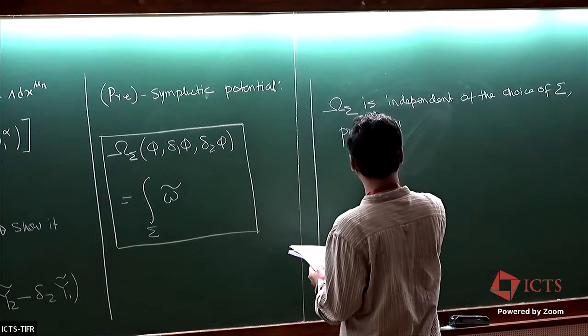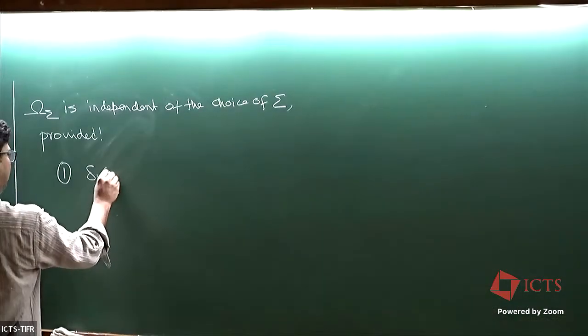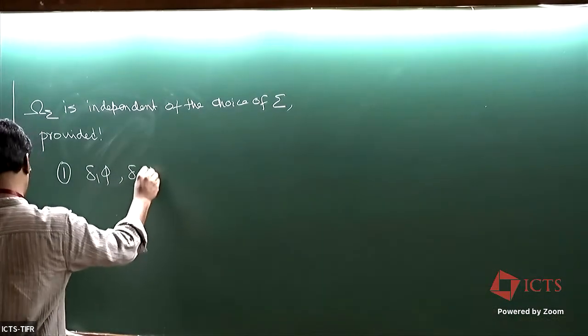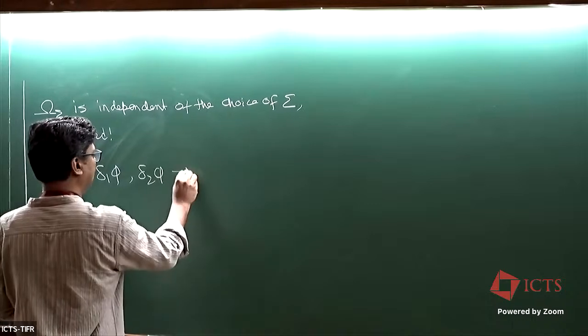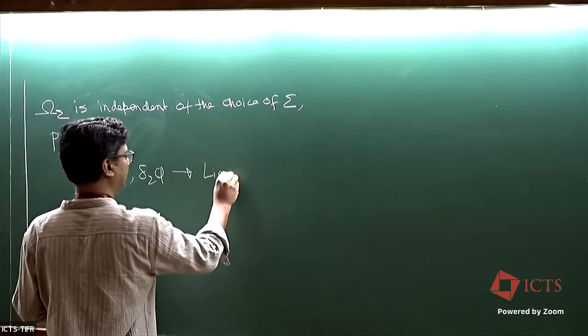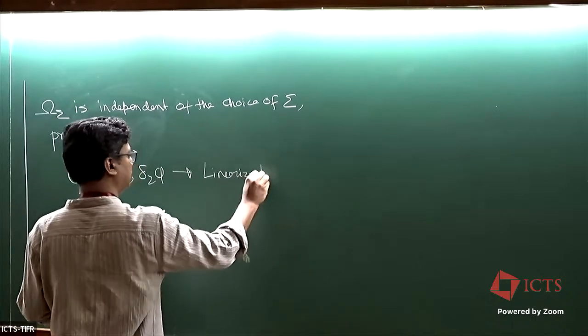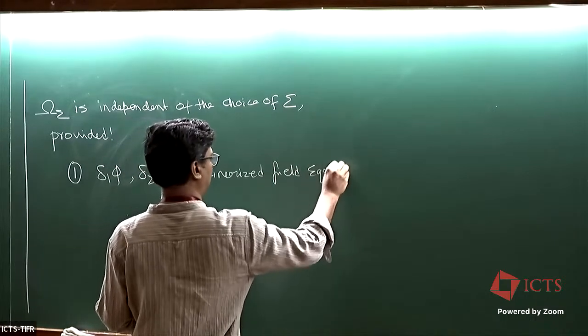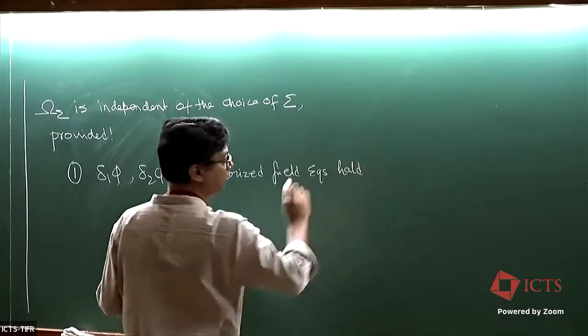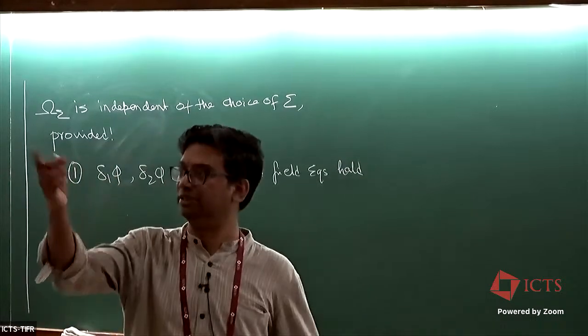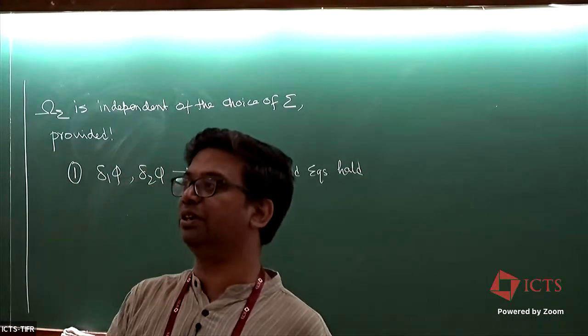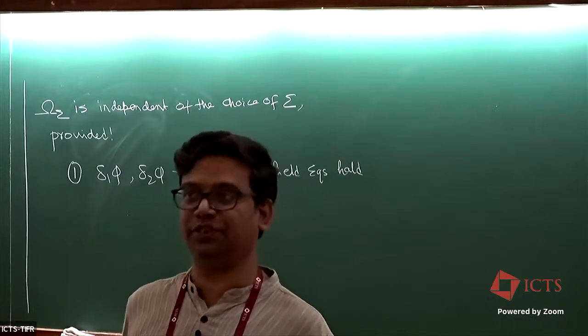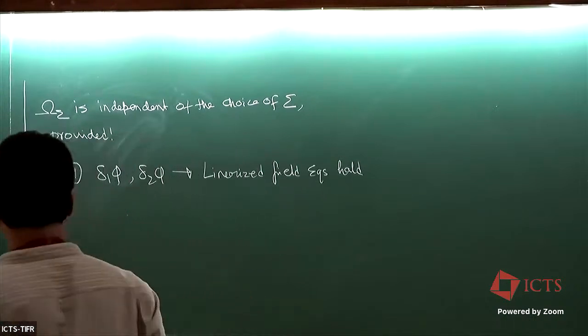First condition: delta one phi and delta two phi. These variations are such that the linearized field equations hold. This is exactly what I think Jahanur discussed. Not only the field equation; of course, the configurations are all solutions of the linearized field equation.